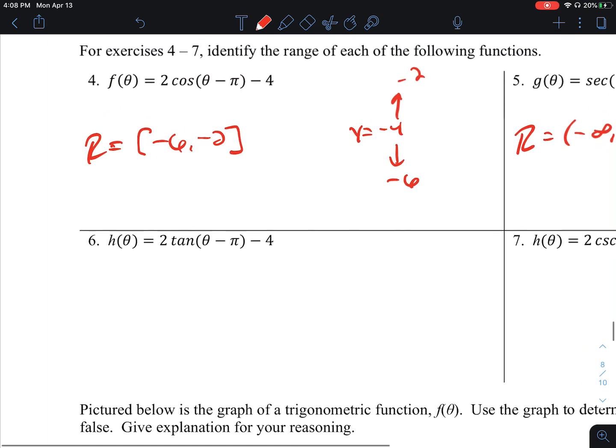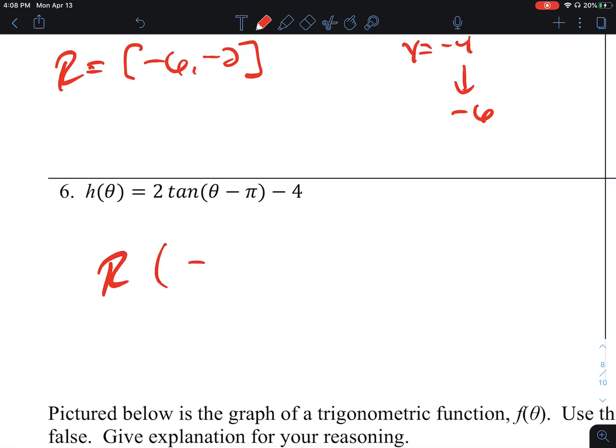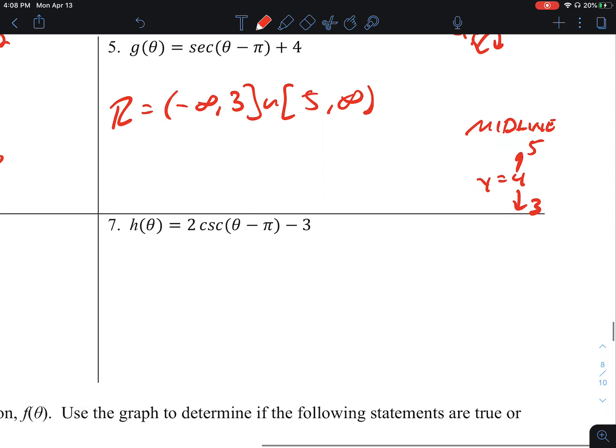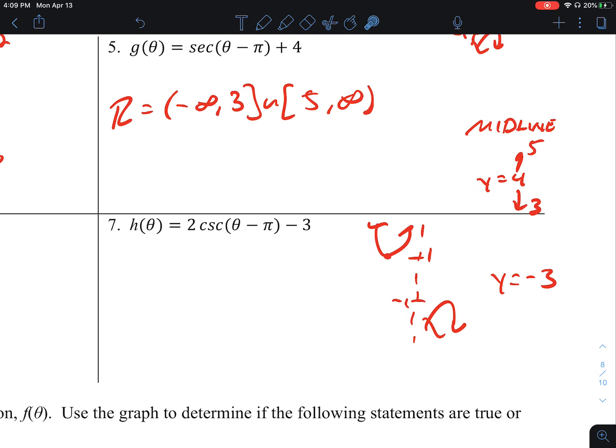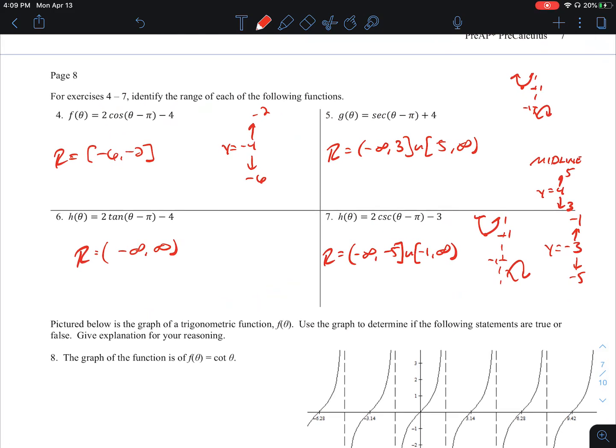Tangent, none of this is going to affect the range, because the range for tangent goes from -infinity to infinity, or all real numbers. Cosecant, like secant, consists of a bunch of vertical asymptotes and then shapes that appear to be like parabolas. And this -3 means the midline is at -3. And then this 2 means that we're going to go up from that 2 and down from that 2. So the range for this is going to go from -infinity to -5 inclusive, and then from -1 to infinity. -1 included, infinity not.